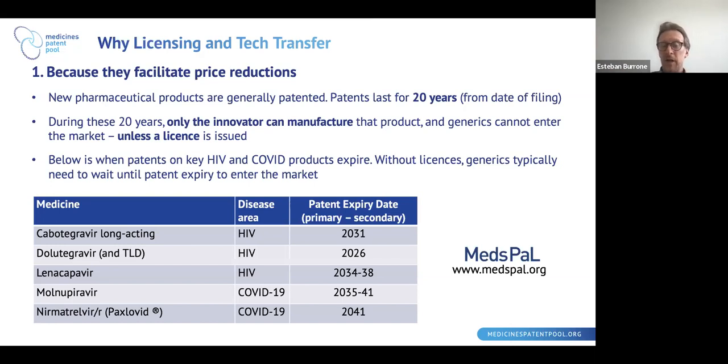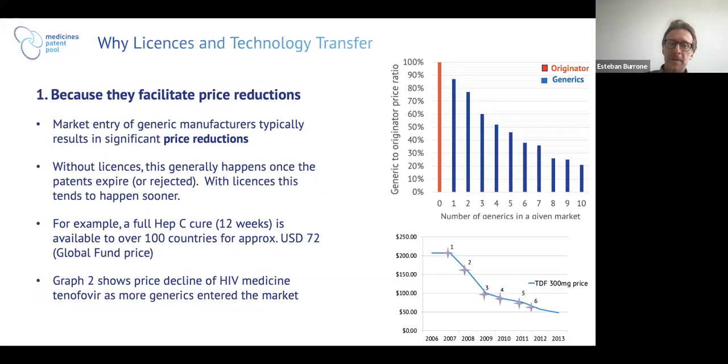And you see a product like dolutegravir, which is now almost 20 million people in low and middle income countries are taking the generic versions of dolutegravir. And in practice, if there hadn't been licenses, potentially you would have to wait until 2026 for generics to come in, at least in those countries where there are patents. So they facilitate price reductions. Why? Because the license enables other manufacturers to come in. When you have those manufacturers, you have competition, and that is what brings the price down.